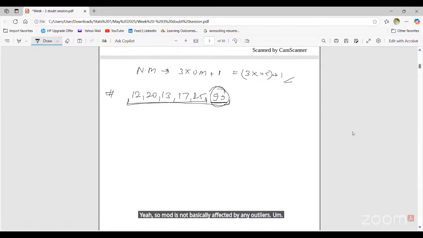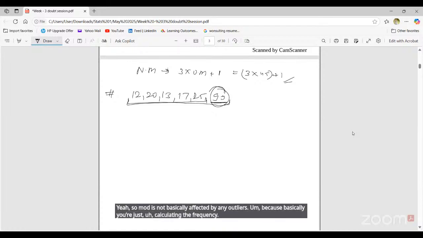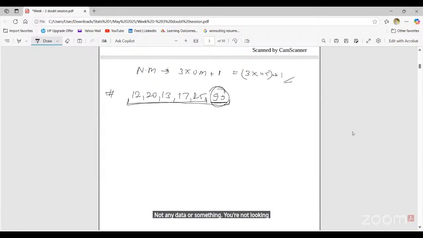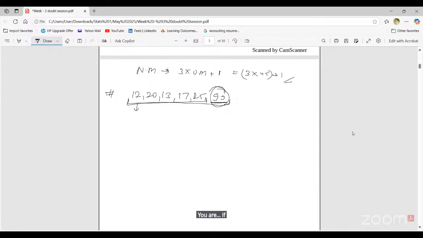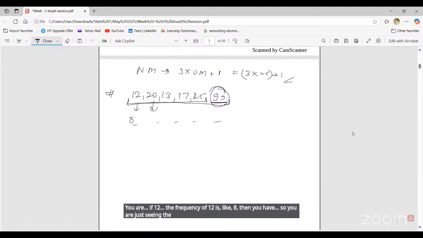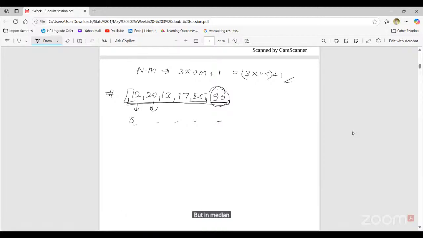Because basically you're just calculating the frequency, not looking at the data. See, in the mode, if the frequency of 12 is, like, 8, you are just seeing the frequencies, correct? But in median and mean, you are observing the data. That's why mean is affected by the outliers and median is not affected that much by the outliers.